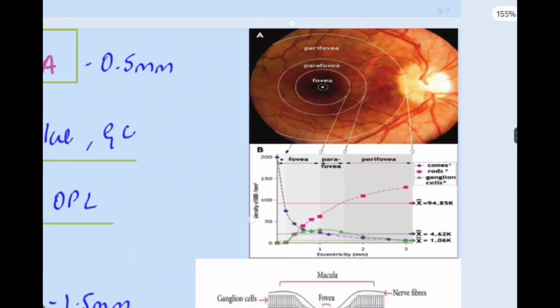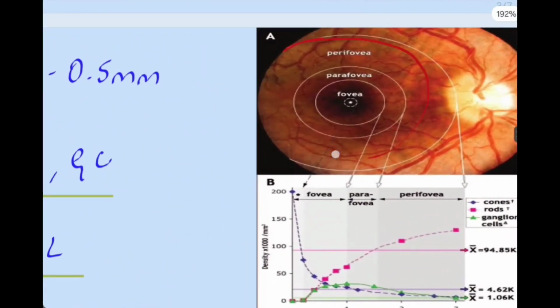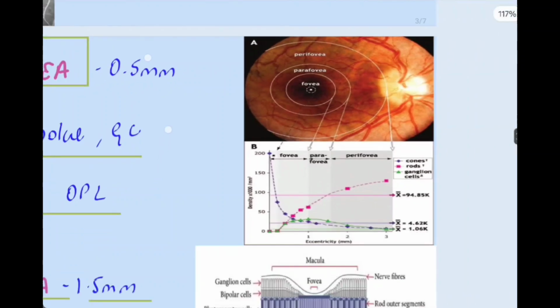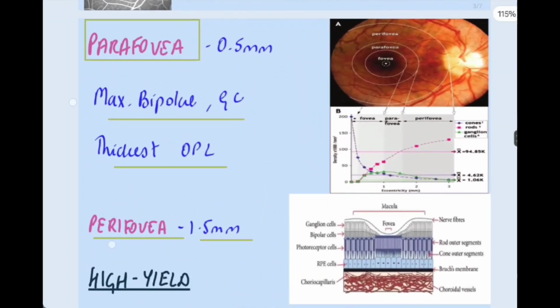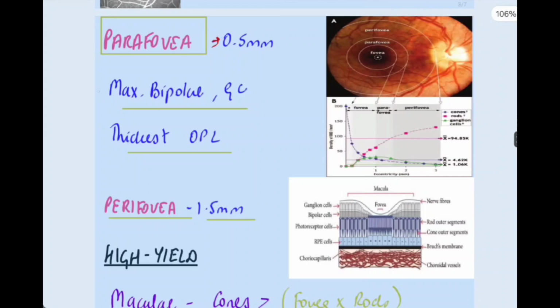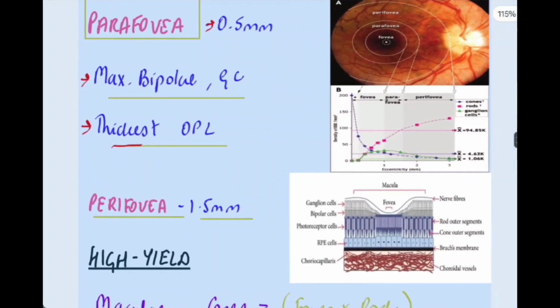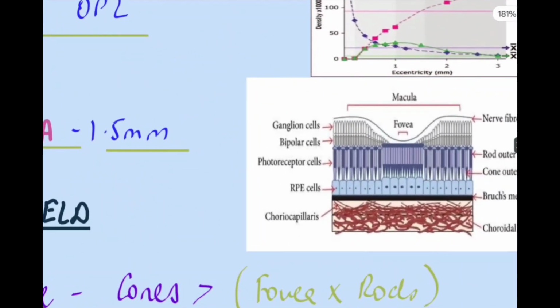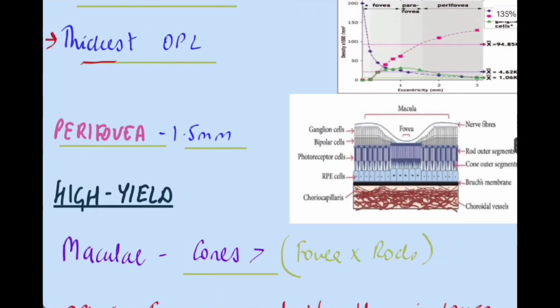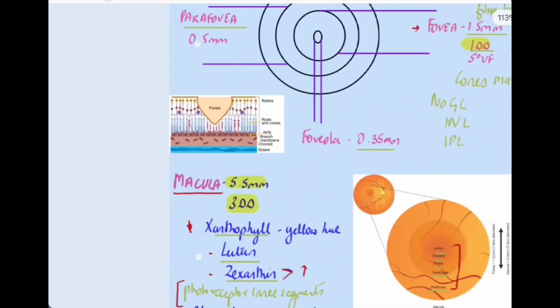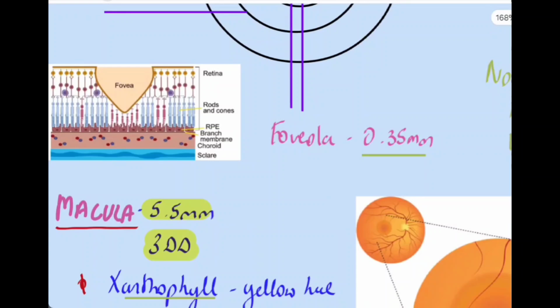The parafovea is a 0.5 mm area surrounding the fovea. It contains the largest accumulation of ganglion cells and the thickest outer plexiform layer in the macula. These layers are thickest to accommodate the input of cones in the fovea. The perifovea is a 1.5 mm area surrounding the parafovea. Overall, the density of rods is greater than that of cones except in the macular region, where cones are concentrated. Rods are absent from the fovea.